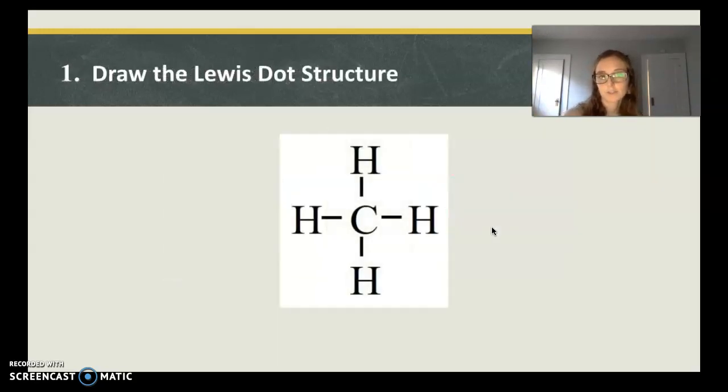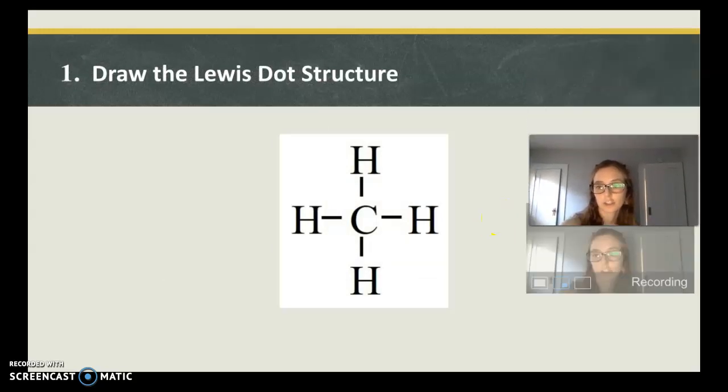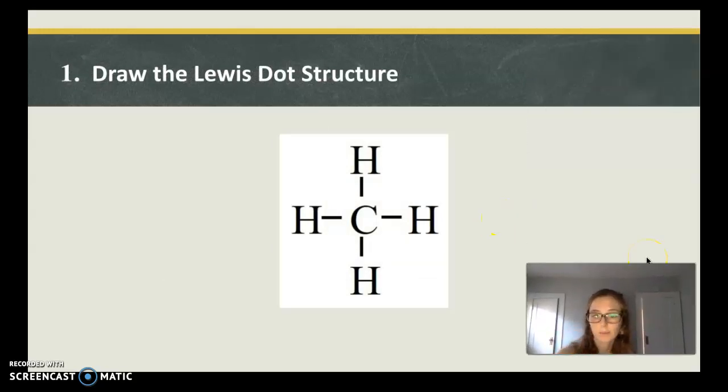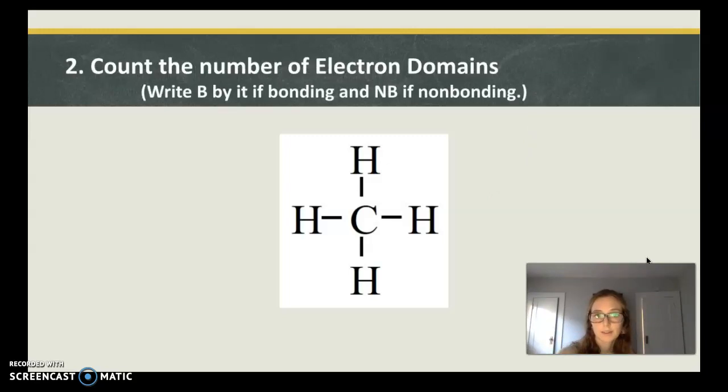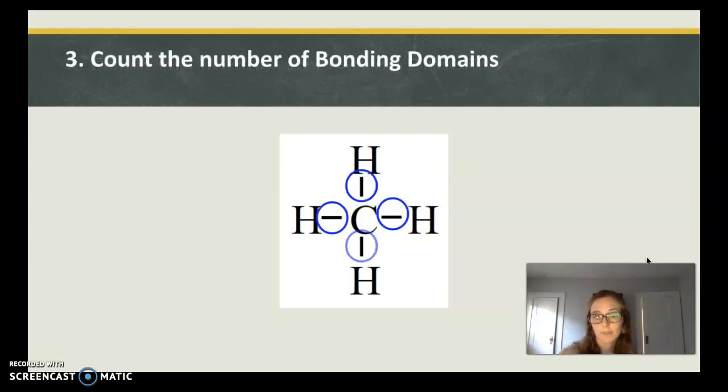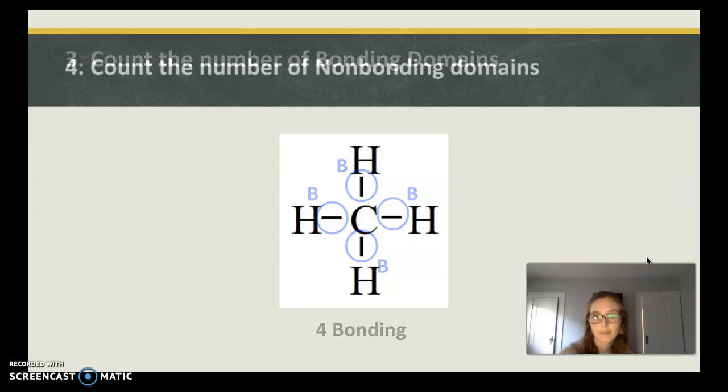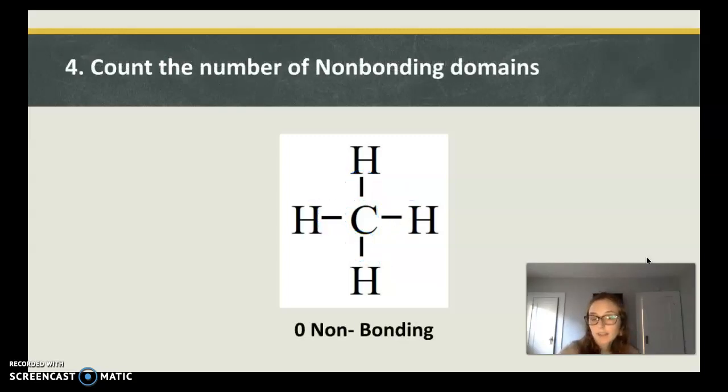Next, we have CH4. Of course, the Lewis dot structure looks like that for CH4 if I followed all my steps. This one has 4 electron domains. And all 4 of those happen to be bonding because they are connected to another atom. So I'm going to label B by all of them. Make sure yours are labeled B as well. No non-bonding because we don't have any lone pair electrons.